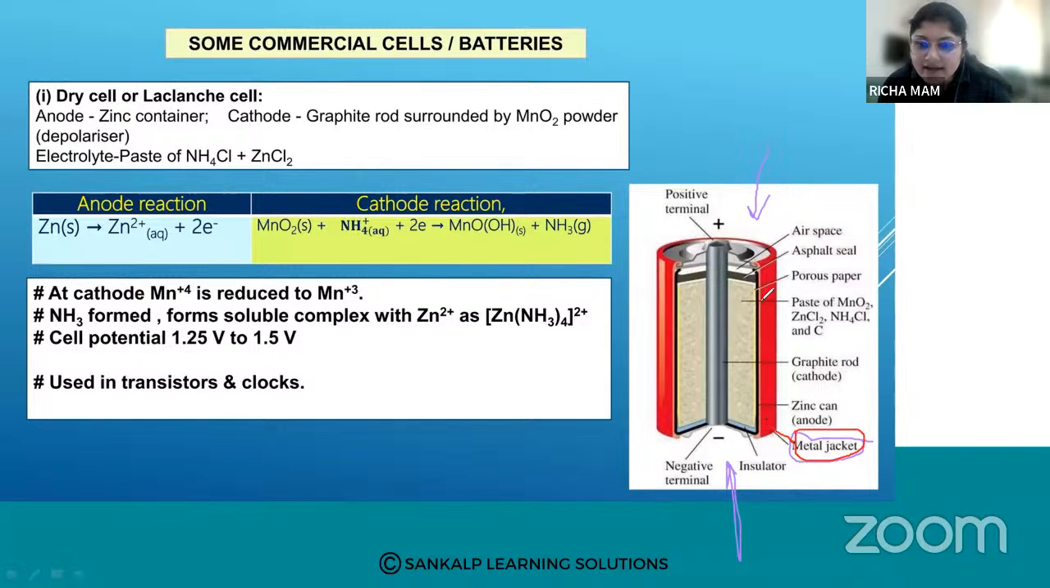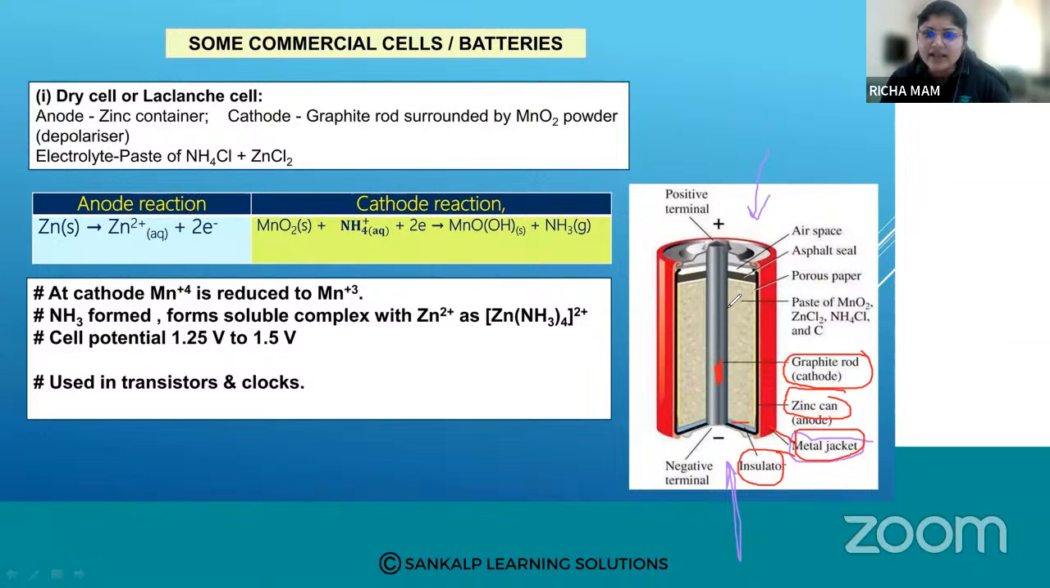Just inside that, what do you have? You have a zinc can, which is an anode. Then the gray color here you can see, this is an insulator. It is acting as an insulator. Then inside this, the gray color is a graphite rod, and this graphite rod is a cathode.